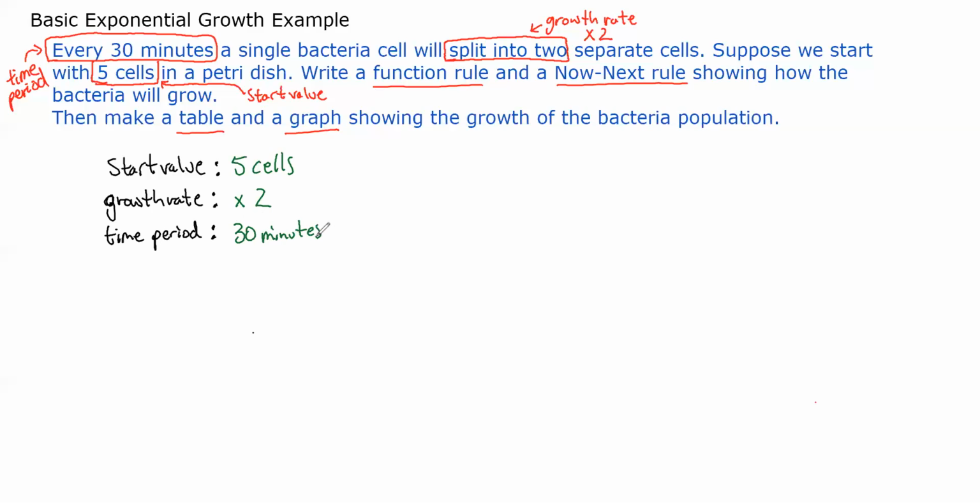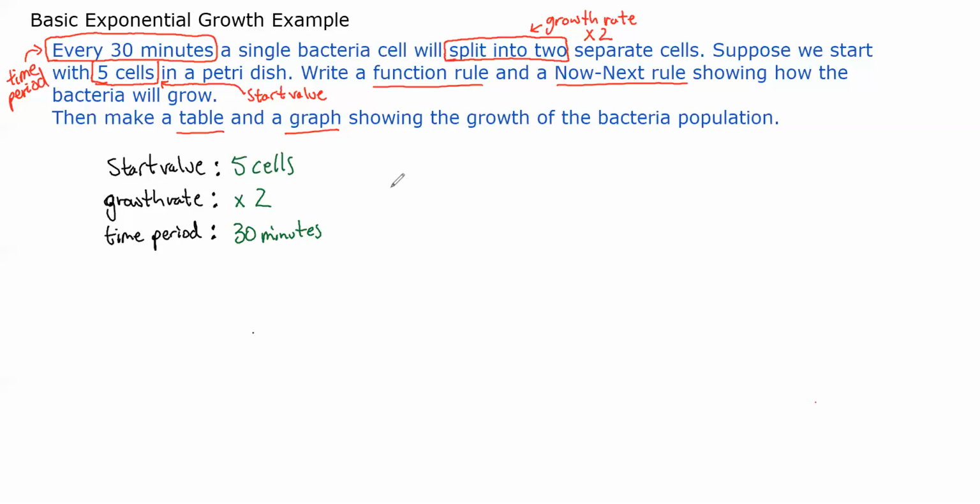We want to write this down. It may not come up in the table, the graph, and the now next rule and function rule because we'll just be using counting for that. But if there were questions being asked about it later, like how many bacteria will we have in 2 hours, that's going to be 4 30-minute time periods. So we'll use 4 as the exponent value. So that could come back later if we're answering extra questions about this. All right. So let's get to red here.